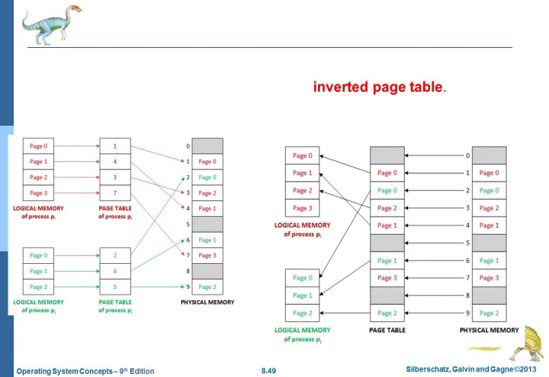The logical memory of process P1 will then map to the page table of the process, and then will map to the physical memory. From the right, it is the page table which is inverted. So the physical memory will map to the page table, and then will map to the logical memory of the process.